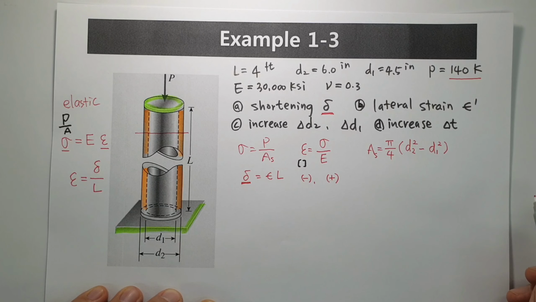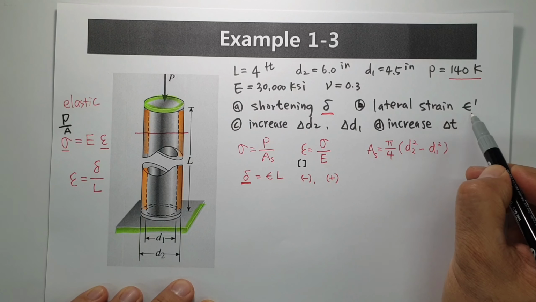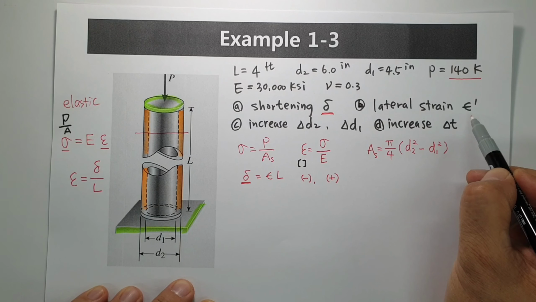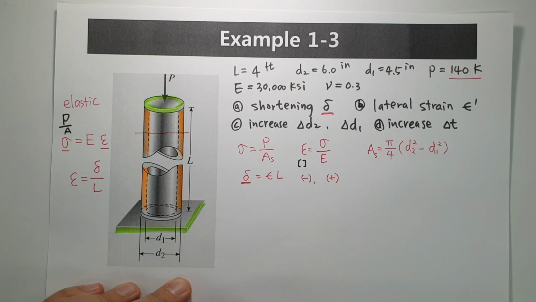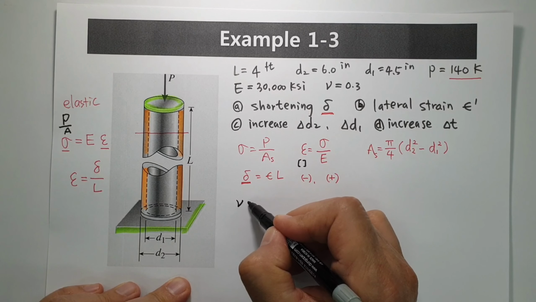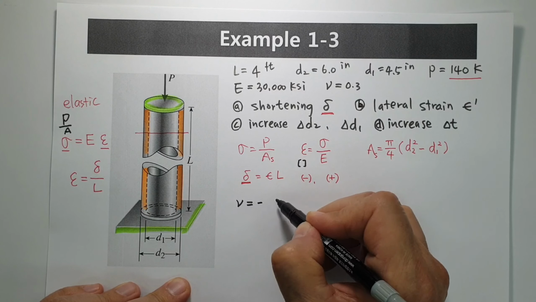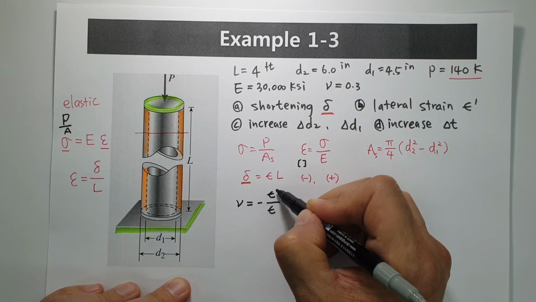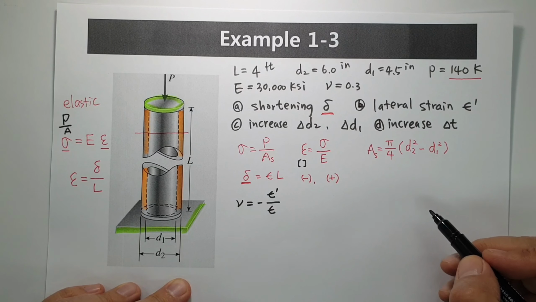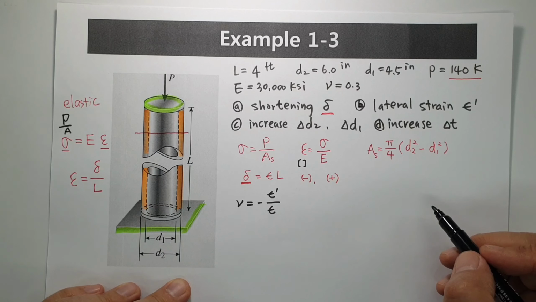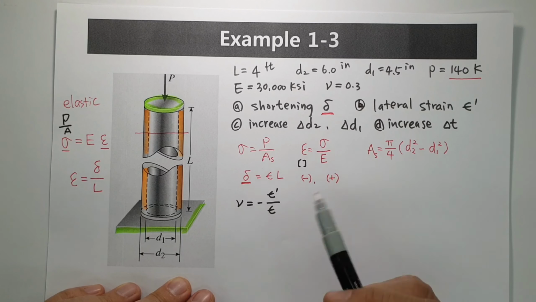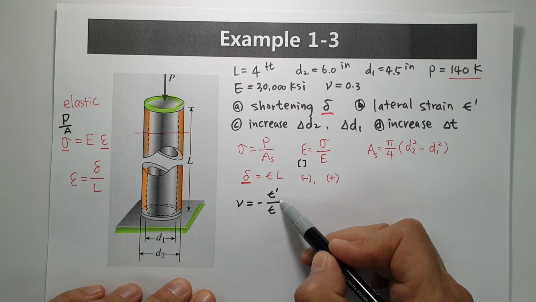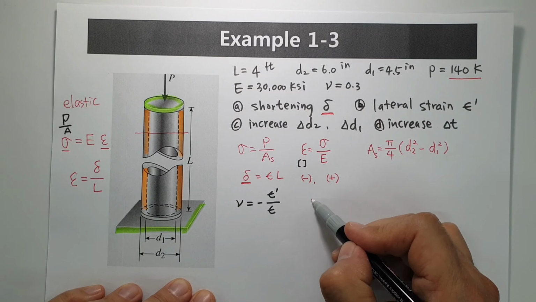Okay. Next, lateral strain. When you try to find the lateral strain, we can think of Poisson's ratio. Poisson's ratio nu is defined by the ratio of epsilon prime and epsilon. Then we know the epsilon value, and Poisson's ratio is given as 0.3, so epsilon prime can be calculated. We can get epsilon prime.